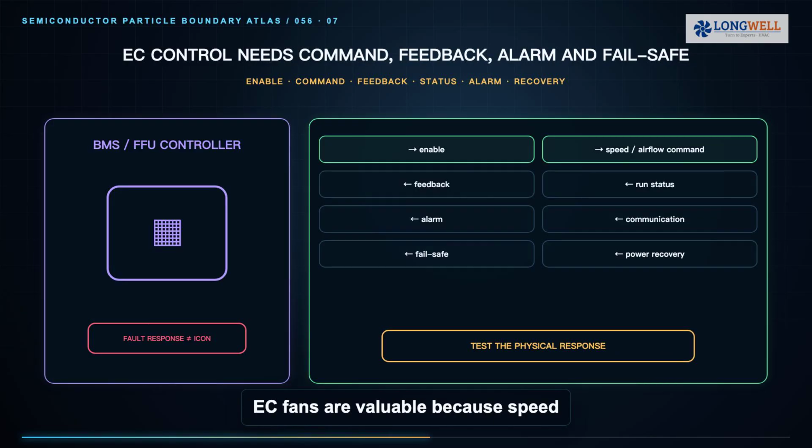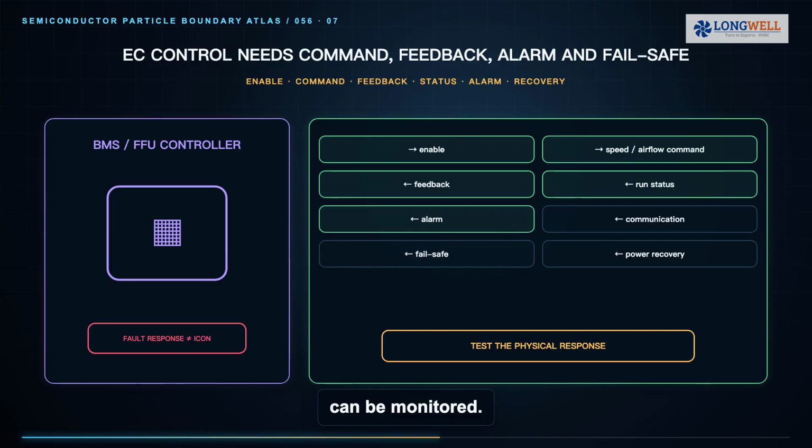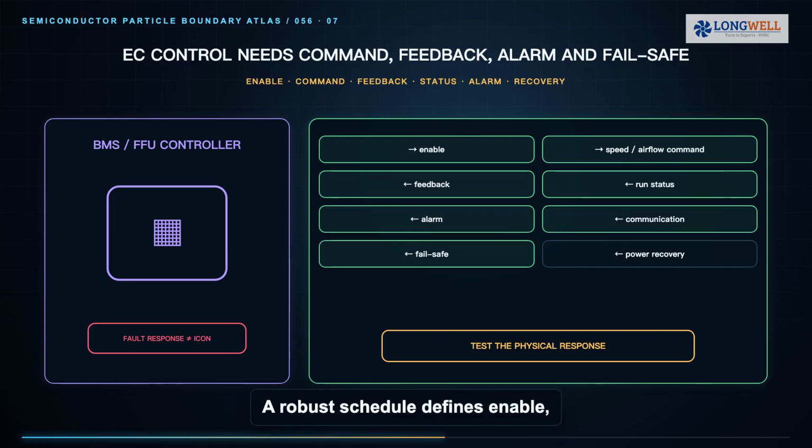EC fans are valuable because speed can be commanded and operating status can be monitored. A robust schedule defines enable, speed or airflow command, feedback, alarm, communications, and failsafe behavior. It also says what happens after a power interruption, a lost sensor, a communication failure, or an FFU fault. A dashboard is useful only when the physical response behind each status point has been tested.